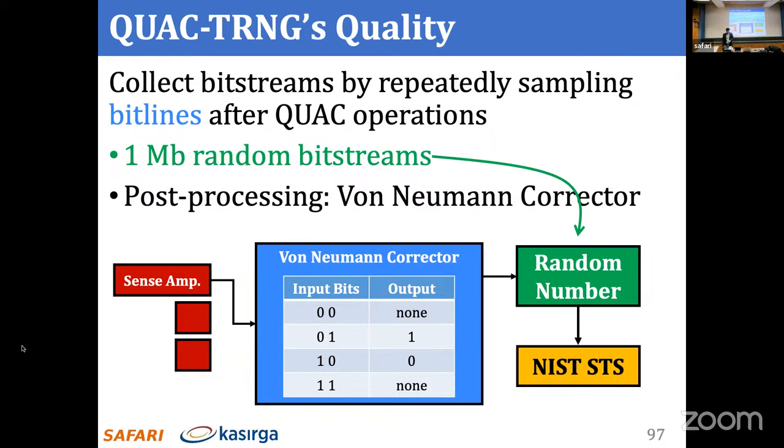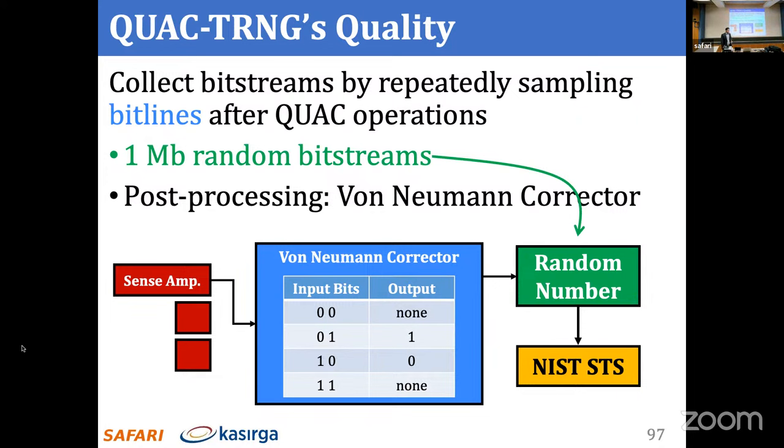but let me answer this way. I don't have any reason to believe they're not in the same subarray, because when we initialize them the way I described and we send this command sequence, we saw that we can generate random values in the sense amplifiers.